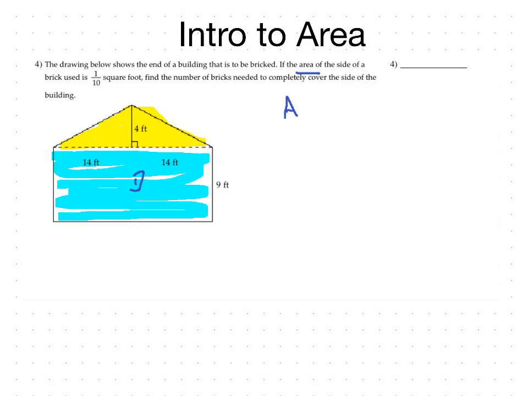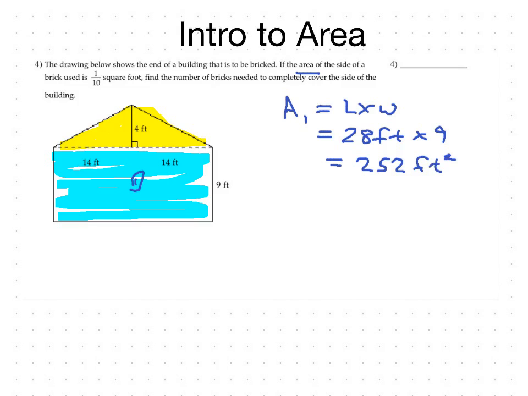I'll call the blue area number 1. So the area of figure 1 is found by taking the length times the width. The length of the rectangle is the longest side, so 14 plus 14 is 28 feet. Multiply that by the width, which is 9. 28 by 9 is going to give you 252 square feet for the bottom half of the building.